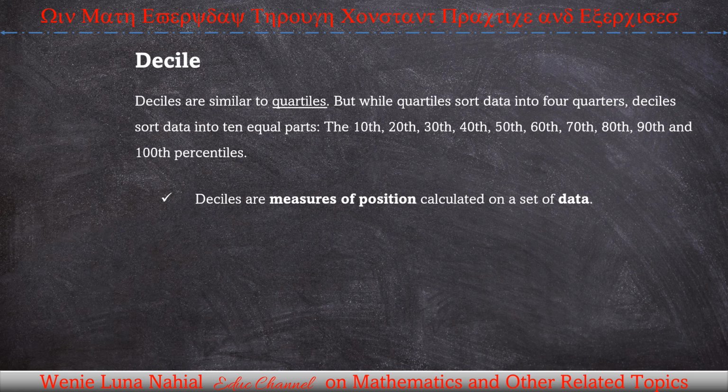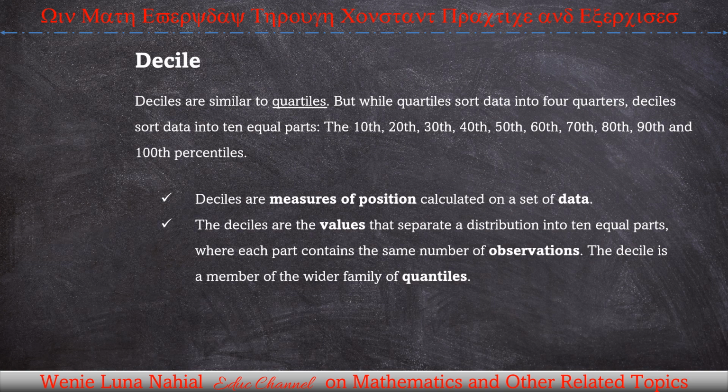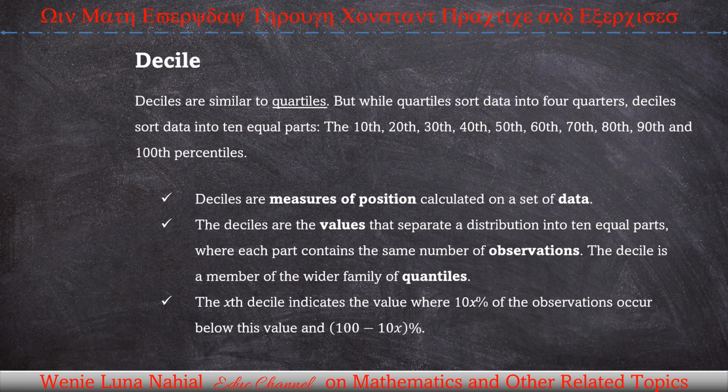Deciles are measures of position calculated on a set of data. The deciles are the values that separate a distribution into 10 equal parts, where each part contains the same number of observations. The decile is a member of the wider family of quantiles. The x-decile indicates the value where 10 times x% of the observations occur below this value. So we have here 100 minus 10 times x%.